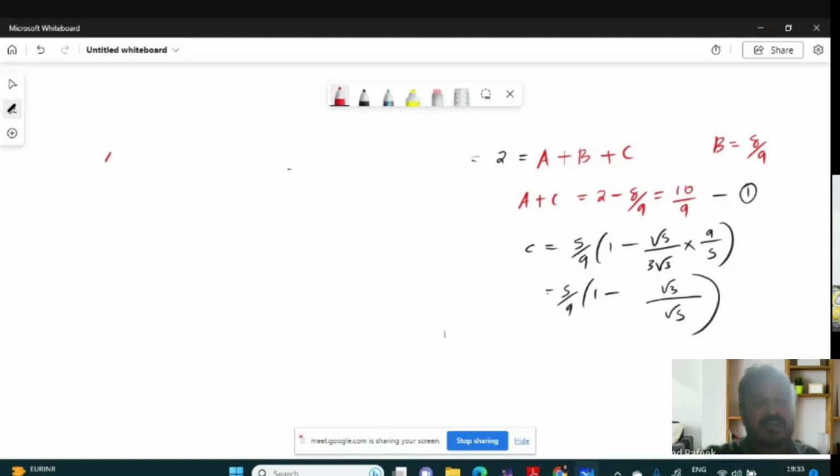A plus C is equal to 10 by 9. Correct. C already, now we have A is equal to 10 by 9 minus 5 by 9 plus root 5, 3 root 3.